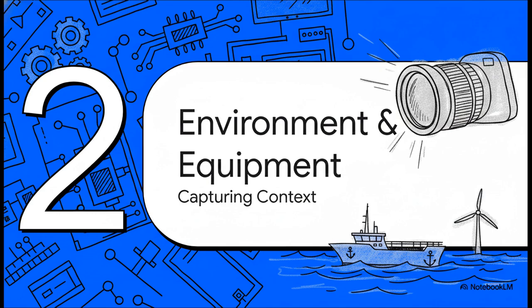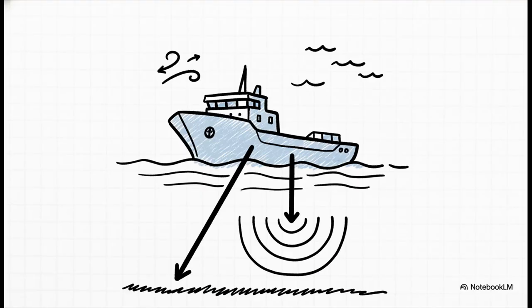Section 2. Environment and equipment status, capturing the operating context. This is where we capture the exact physical and technical conditions the moment things went wrong. In Section 2, you're logging wind speed and direction, wave height, visibility, current, and, very importantly, the precise water depth. Why is this so critical?